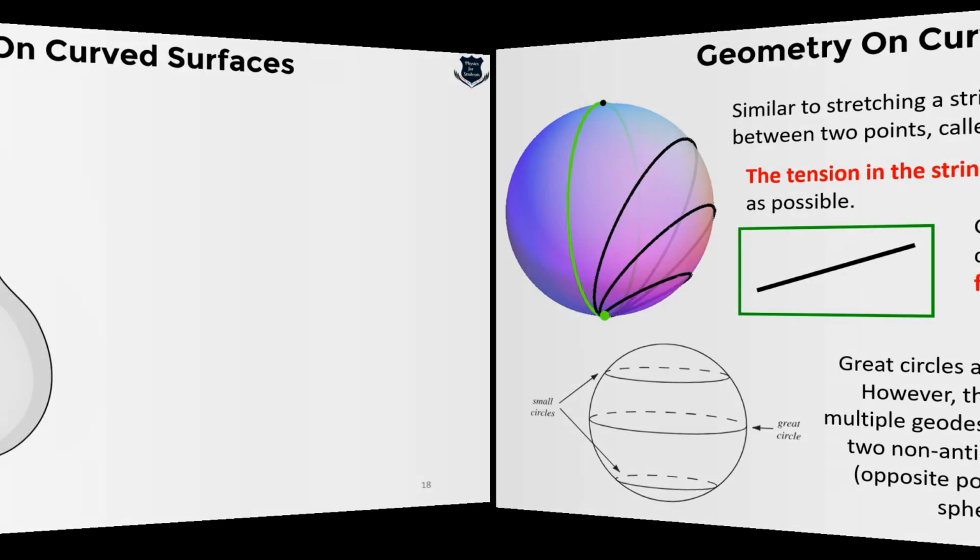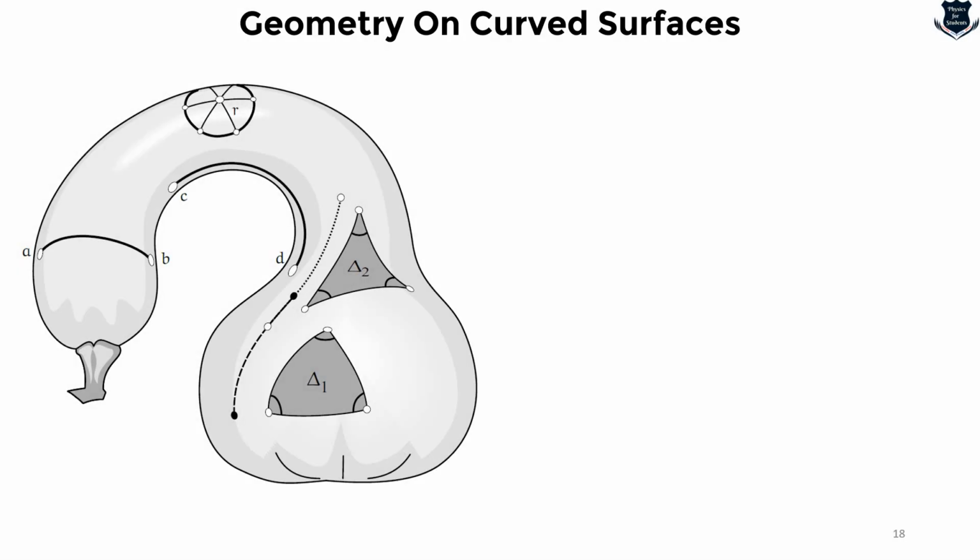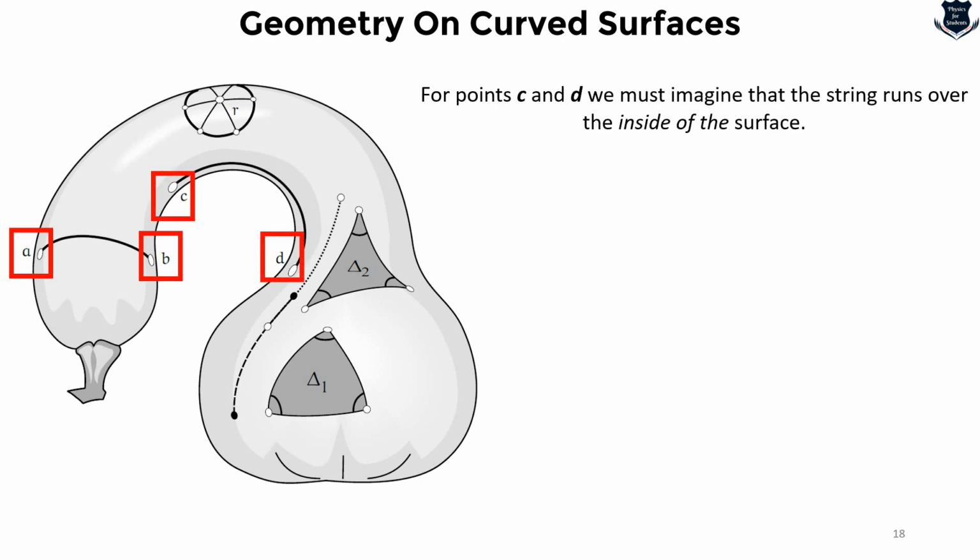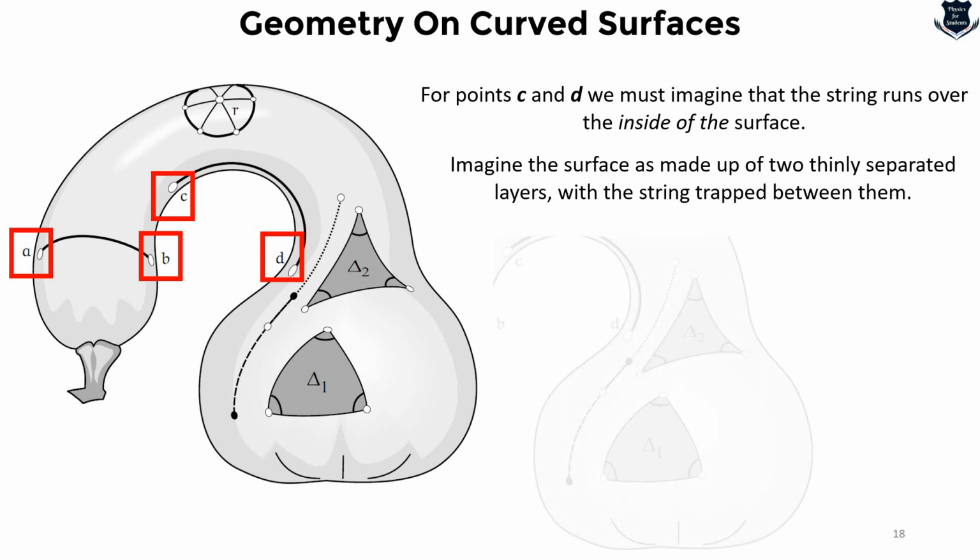Now, if I take a weird figure like this, where we have already seen these two points A and B, they are connected straightforwardly. But remember, you can see here these two points C and D. For points C and D, we must imagine that the strings run over the inside of the surface. Try to imagine that the surface is made up of two thinly separated layers with the strings strapped between them. I know it's a little odd, but that is how it happens. So these are the points C, A and B, and these are turning inside. This is how you imagine these things.